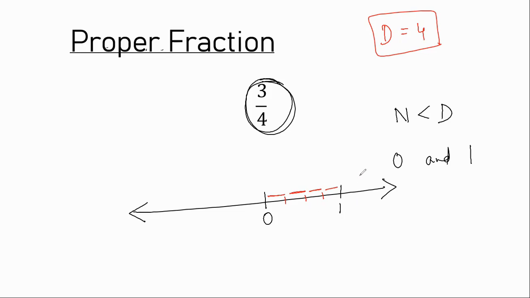How many parts do we have to make? We have to make 4 parts. Whatever the denominator is, that many parts we have to make. So to make 4 equal parts, I make 3 small lines in between 0 and 1. Now this is 1 over 4, this is 2 over 4, and this is 3 over 4. So this is the number which I have to show on the number line, 3 over 4. This is how we can draw a proper fraction on the number line. Let's take another example.